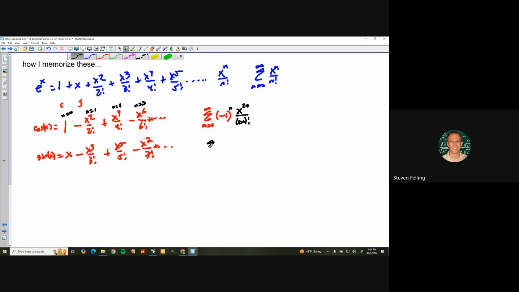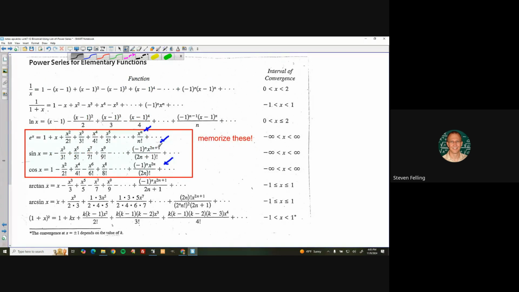And then for the sine, n equals 0 to infinity, negative 1 to the n, again starting at n equals 0. But this is going to be x to the 2n plus 1, and this is 2n plus 1 factorial. Yep, and that should match the general term for this as well.